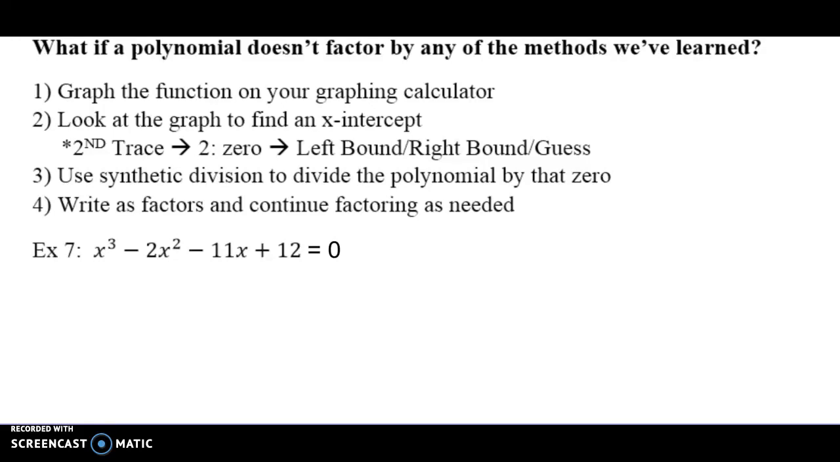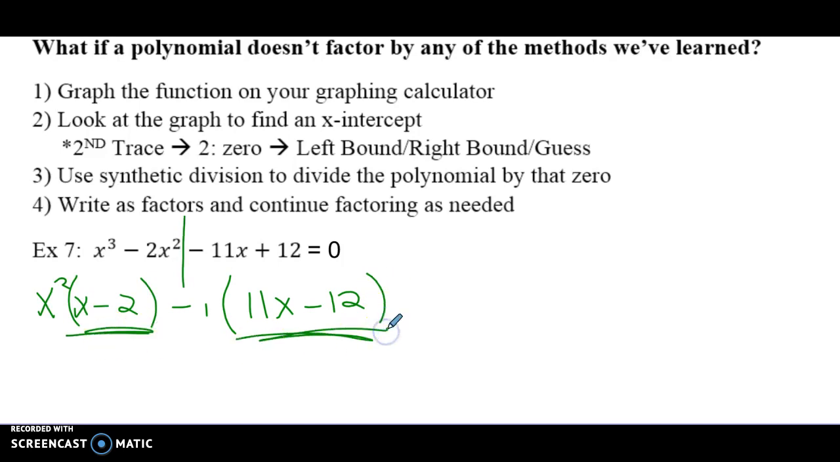So four terms, what should we do? Let's try grouping. What's the GCF of the first half? X squared, which leaves behind x minus 2. What's the GCF of the second half? It's something different. We could pull out a -1, but what's going to be left behind? 11x minus 12. Do these match? No, so grouping doesn't work.